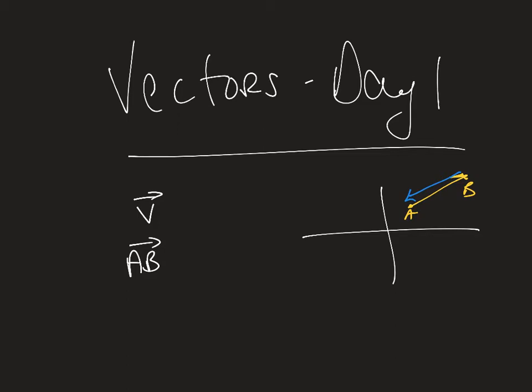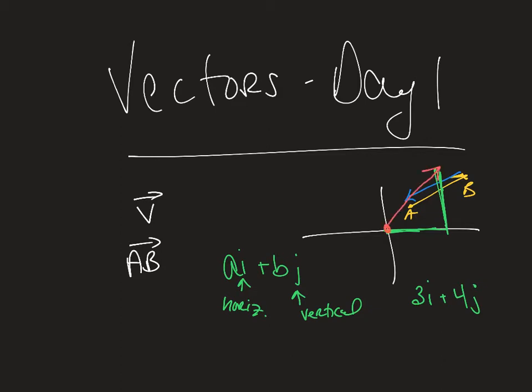There are multiple ways that you can describe or algebraically write a vector. The most common way is component form, ai plus bj. The i just represents the horizontal distance, and the j just represents the vertical distance. Let's say I have 3i plus 4j. That means I've moved 3 to the right and 4 up, but the actual vector itself would be from the origin to that endpoint right there.